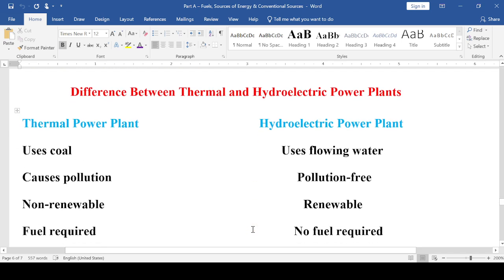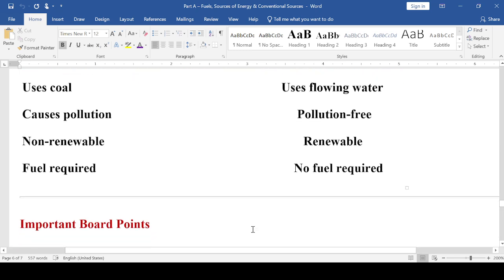The difference between thermal and hydroelectric power plants. Thermal power plants use coal, hydroelectric power plants use flowing water. Thermal power plants cause pollution, hydroelectric power plants are pollution free. Thermal is non-renewable, hydroelectric is renewable. In thermal, fuel is required; in hydroelectric, no fuel is required.